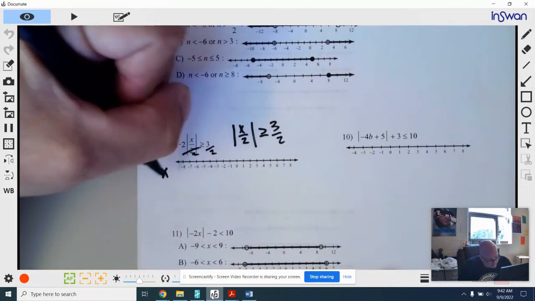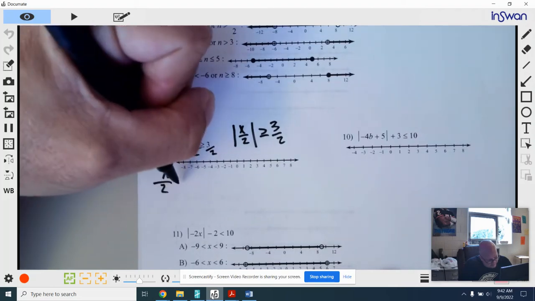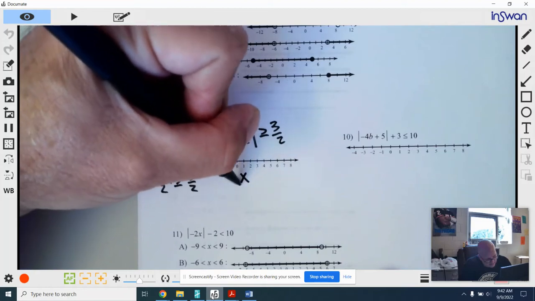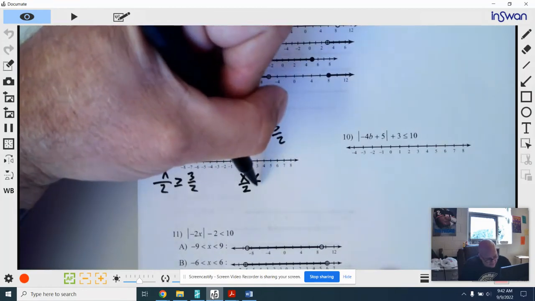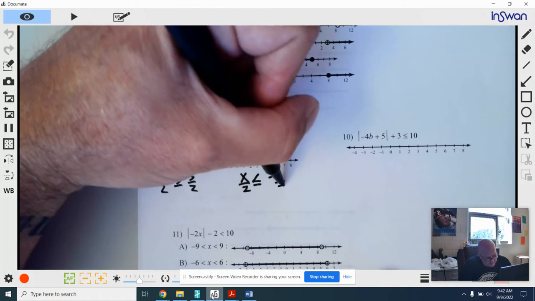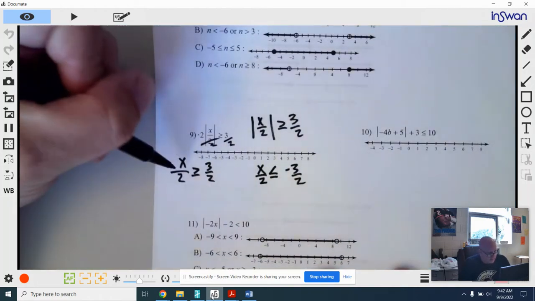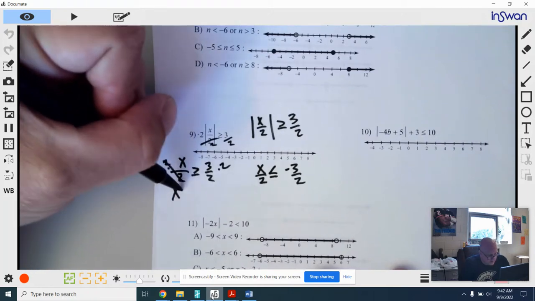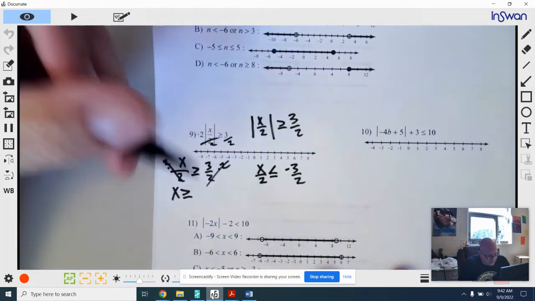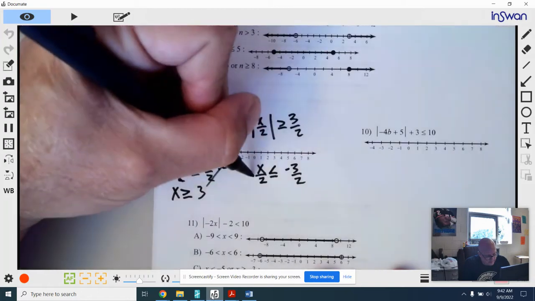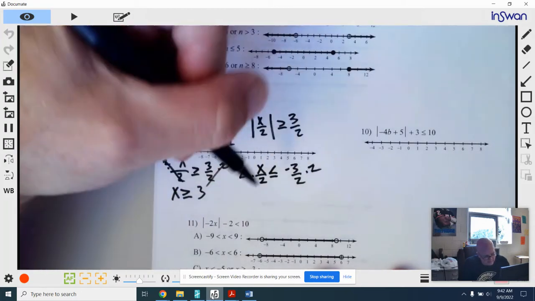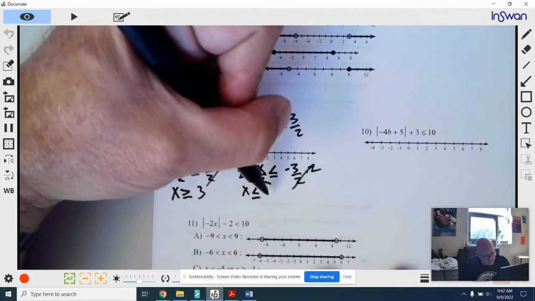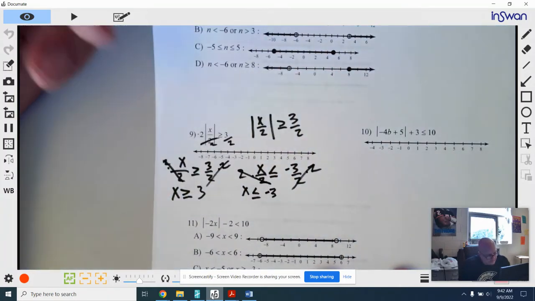Now I'm going to come over here and I'm going to rewrite it. X over 2 is greater or equal to 3/2. And then x over 2, flip the sign, make it its opposite. All right, so now I just solved. So I'm going to multiply both sides by 2. So that cancels. So I have x is greater or equal to, these 2's cancel, 3. Come over here, multiply by 2, cancels. X is less or equal to, again, that cancels, negative 3.